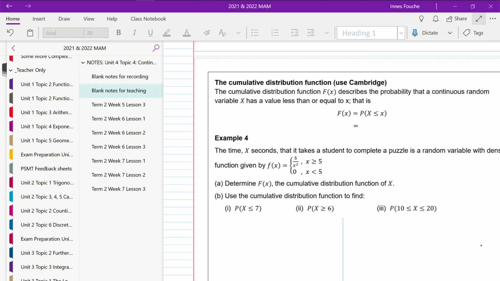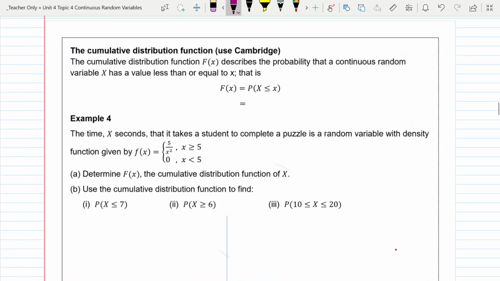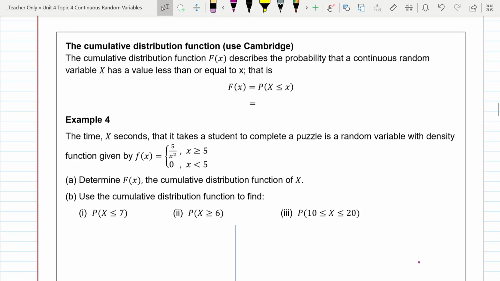Alright, let's have a look at the cumulative distribution function. Now this is an interesting thing. It allows you to use your integrated function to find a probability, and you use the definition of this cumulative distribution function. A cumulative value, so it will be the area underneath the graph in your PDF between 2 points.